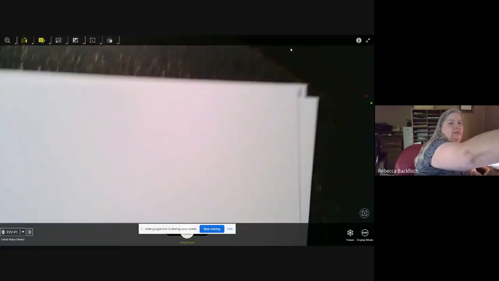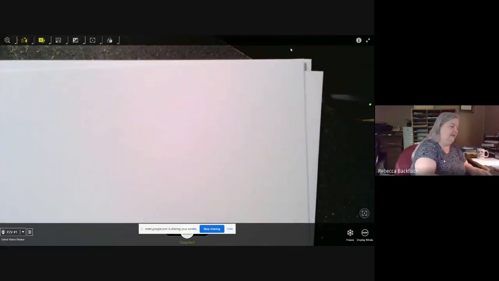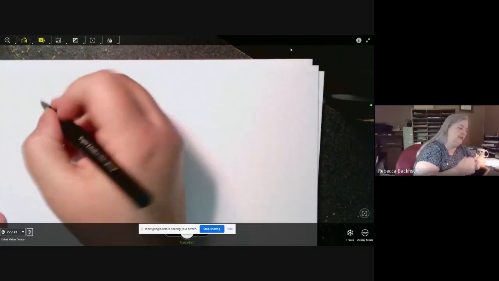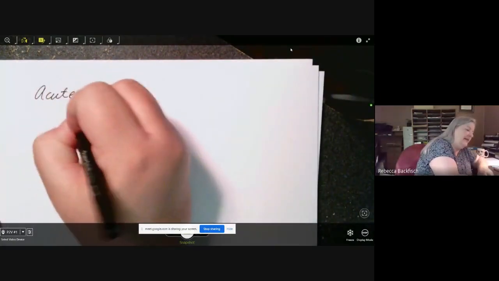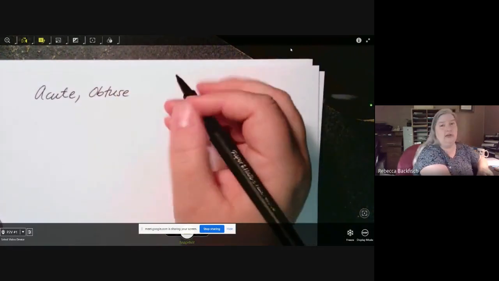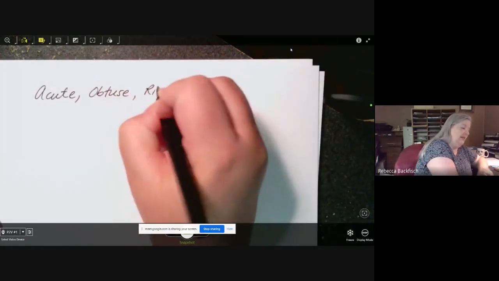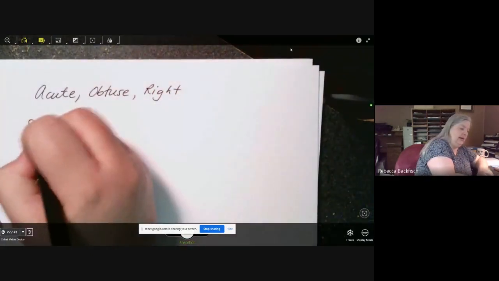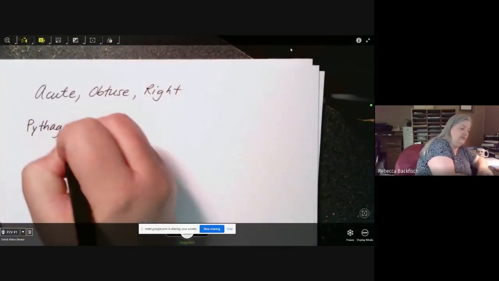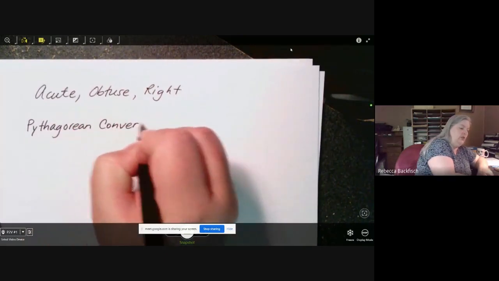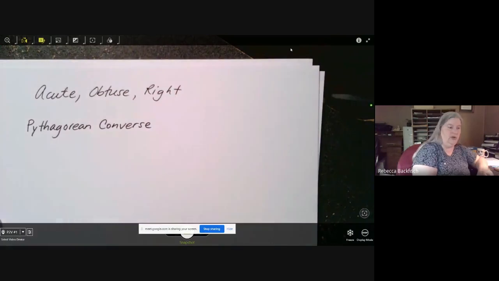Yes, hopefully. Okay, if he's asked to find out whether a triangle is acute, right, or obtuse, what that comes from is, and this is something we did, I don't know, November-ish, the Pythagorean Converse. Okay, the Pythagorean Converse is what we use to determine whether something's acute, right, or obtuse.